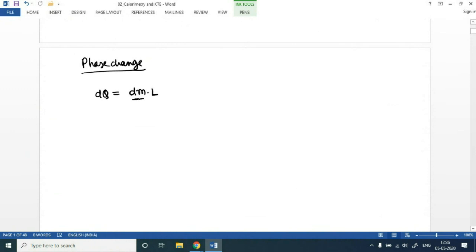Here dm is the mass of the substance, and L, by definition, is simply dQ by dm, that is, the heat required by a substance to change the phase of its unit mass. That quantity is known as latent heat. You can also rearrange that equation. Latent heat would be approximately constant, since phase change occurs at constant temperature, so L would be a constant, so delta Q would simply be m times L.